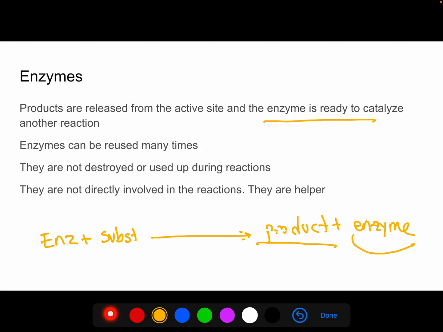So substrate is the molecule that binds to the enzyme to be changed. So it's kind of like a reactant. Enzymes can be used many times. They don't wear, they don't get old. They function over and over again. They are not destroyed or used up during the reaction. They are not directly involved in the reaction. They are the helper. Their job is to bind to the substrate, do its job, and release the product. Just keep doing the same thing.